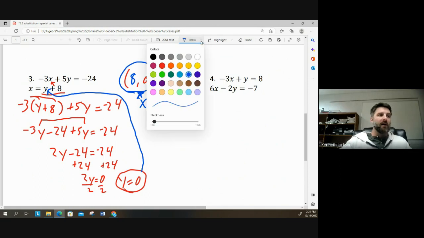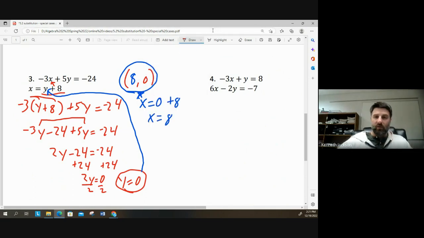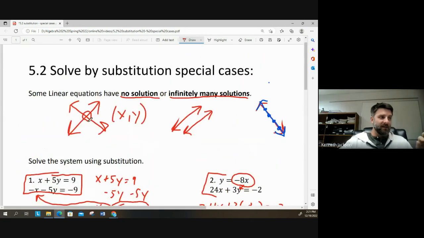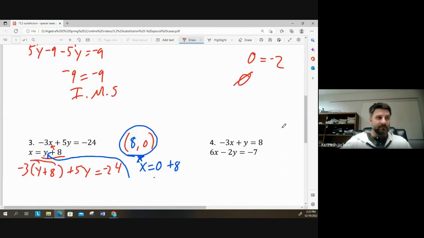Now you might say, well, how am I supposed to know if I get a special case or a point where they cross? We'll just work through the math, and if your variable is still in the problem, they cross. And again, number 3, our answer, 8, 0, would look something like this picture. These lines cross at an ordered pair, 8, 0. No solution, they don't cross, or infinitely many solutions.